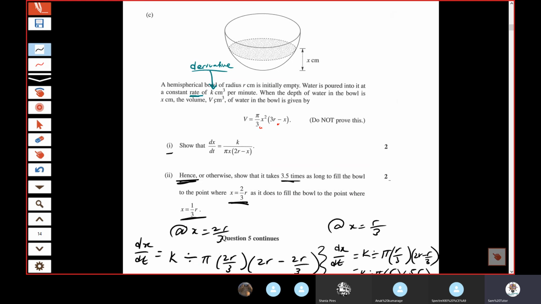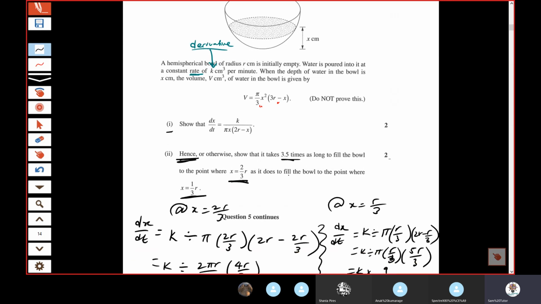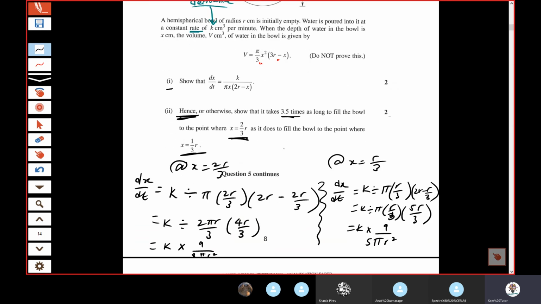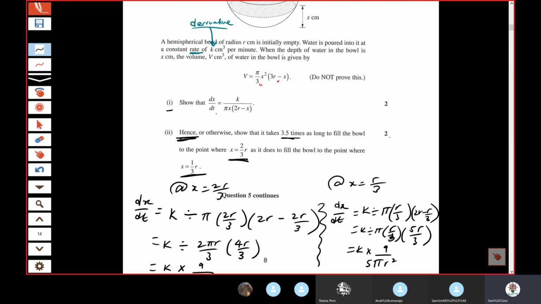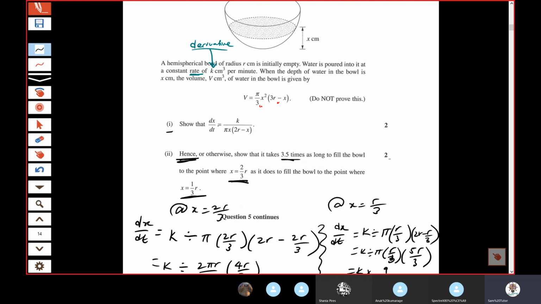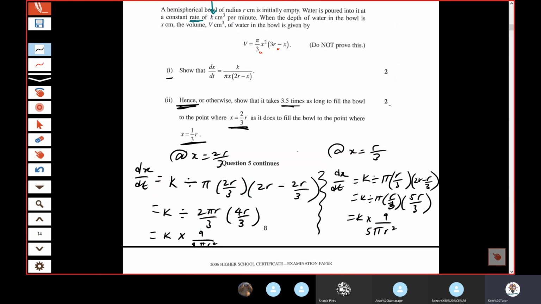Filling the bowl. We're talking about the depth. This is the change in depth. We're finding time here. But this is the change in time, the change in height with respect to time. We're trying to work out 3 times as long to fill the bowl. We're trying to find the time it takes. So the other way around. It shouldn't be a big issue. Or does it change?